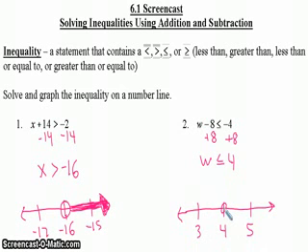And I'm actually going to fill in this circle because 4 does make it true. 4 is less than or equal to 4. That's a true statement because it is equal to. So because it's part of the solution set, I'm shading in that area.